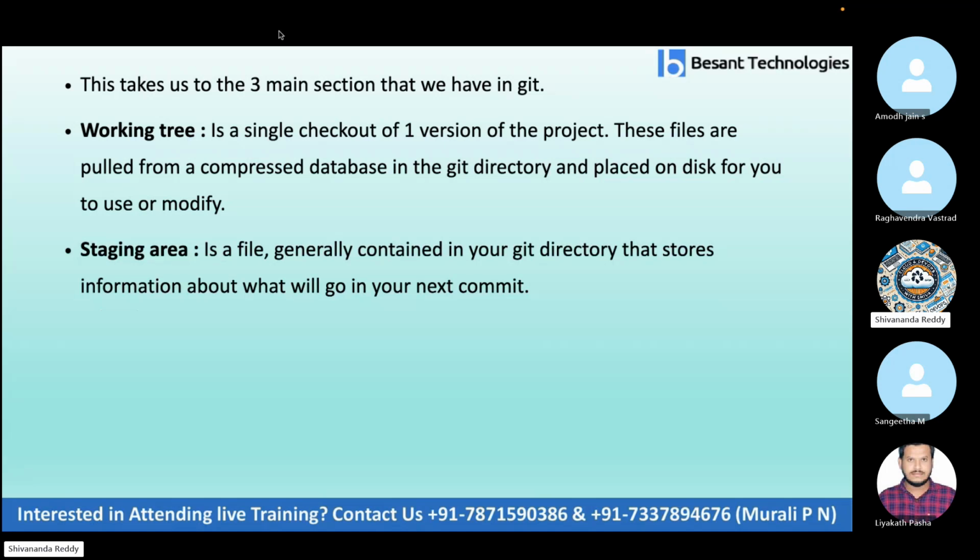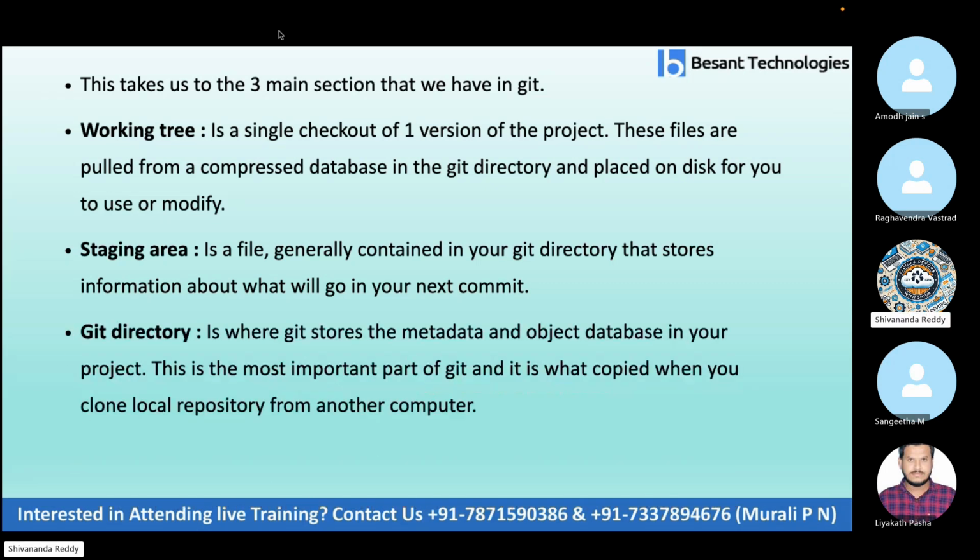The next will be the staging area. The second part is a file generally contained in your Git directory that stores information about what will go in your next commit. That means the working tree is the first, the middle one is the staging area, and the last one is the Git directory, or Git local directory, or Git committed area.